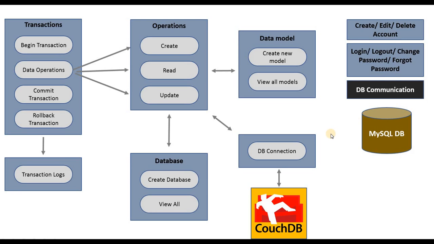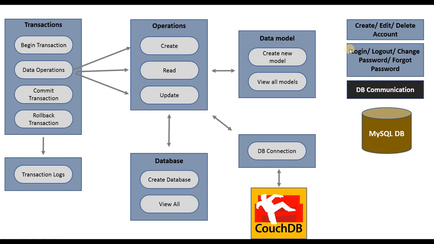Apart from that metadata, we can also store the user login and registration information, like who is actually logging into our system and who is actually performing the transaction. All those things will also be stored in this MySQL database. This DB communication layer is the one which will implement all the possible database operations with respect to MySQL, like read, write, update and delete, etc.